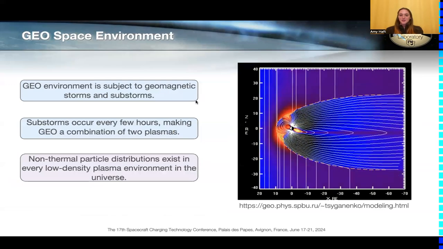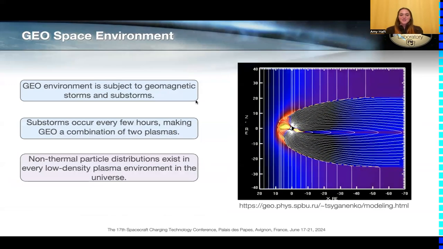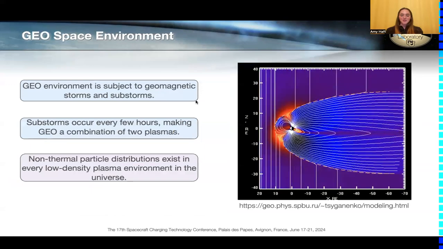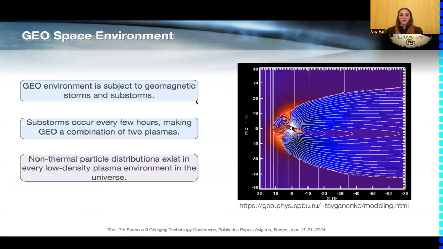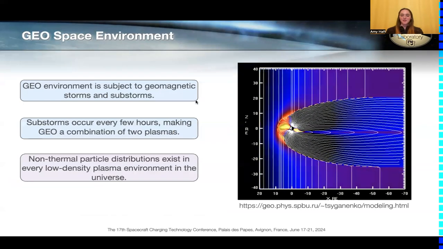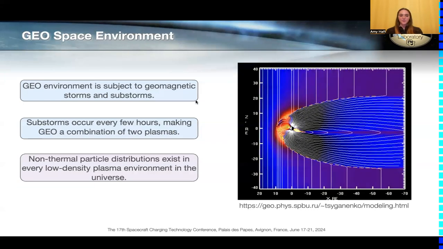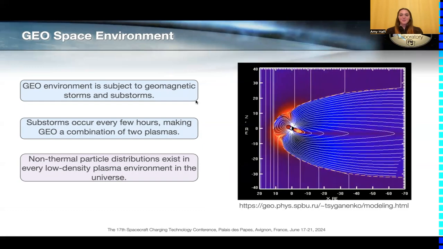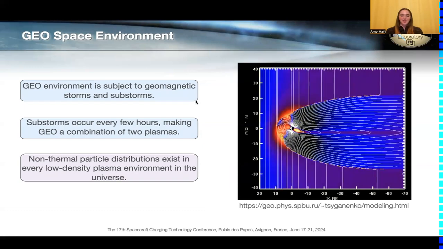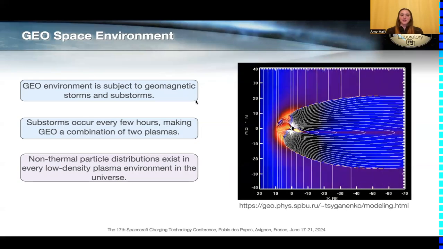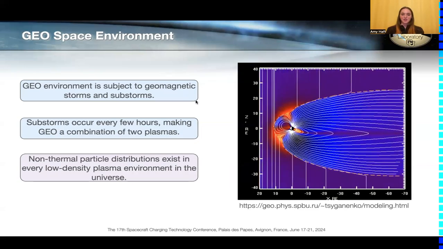One challenge of the electrostatic tractor is that the GEO environment is highly volatile due to exposure to electromagnetic storms and substorms. Substorms occur every few hours and cause high-energy particles from the magnetotail to be injected into GEO. Since the geoplasma is very low density, the environment ends up becoming a mixture of two plasmas, which is better modeled using a bimaxwellian distribution as opposed to a Maxwellian distribution.